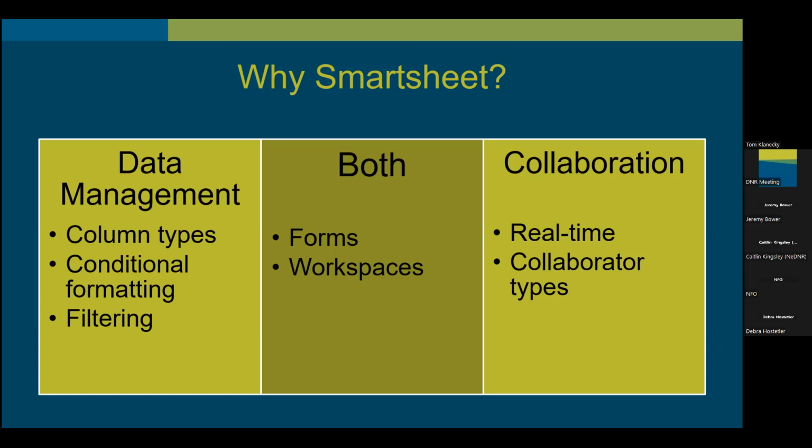In terms of collaboration, what's really great about Smartsheet is you can have multiple people editing in one document at the same time. And you can also set collaborator types. So you can determine who gets what sort of access to your documents. So as the owner, when you're sharing a document, you can say, I only want this person to be able to view this, or I want this person to be able to comment, or this person can edit, but they can't share it with other people. Or you can say, I want this person to be able to edit and share.